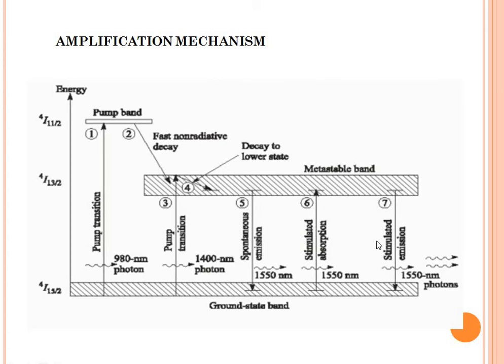Then there are two more types of transitions that occur when a flux of signal photons, with energies corresponding to the band gap energy between the ground state and the metastable level, passes through the device. First, a small portion of the external photons will be absorbed by ions in the ground state, which raises these ions to the metastable level. This is shown by transition process 6.